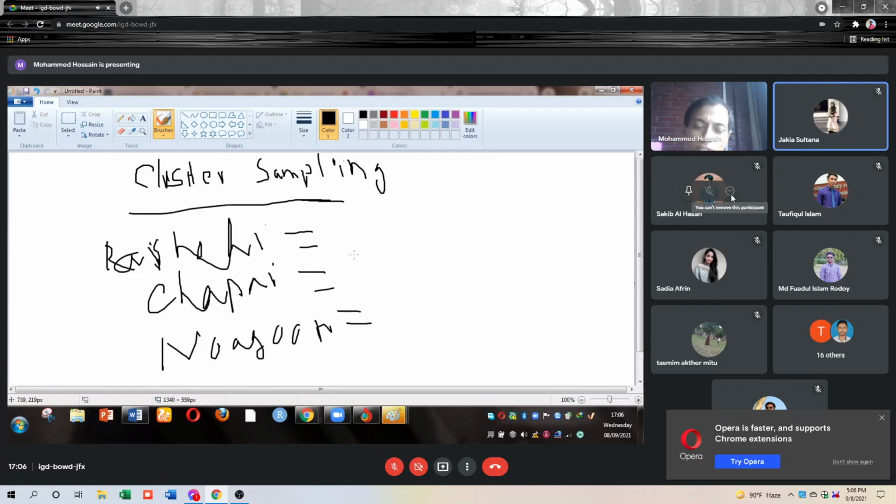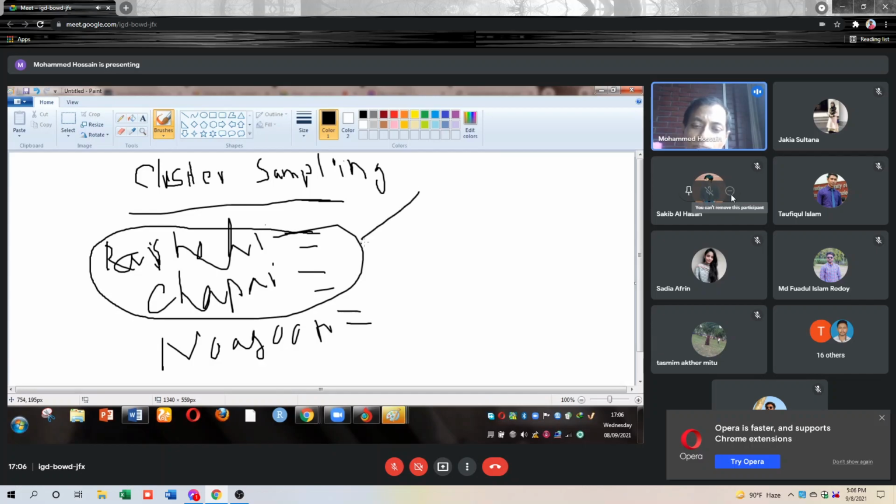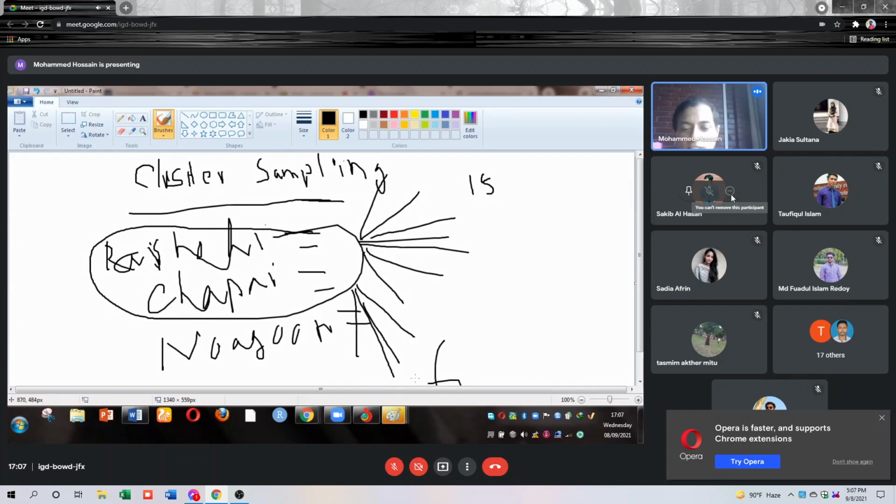Okay. So suppose you want to select two districts randomly. Suppose you selected Rajshahi and Chapai. In Rajshahi, how many upazila? Suppose in Rajshahi there are 15 upazila. And in Chapai, suppose there are 6 upazila. So after division, you are still looking at a large number of population. So what will you do?